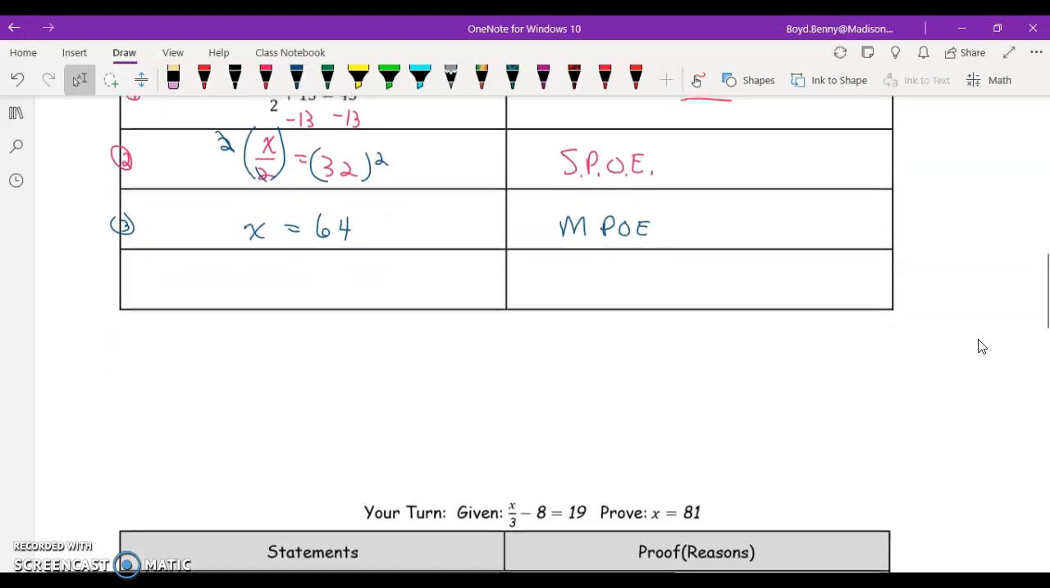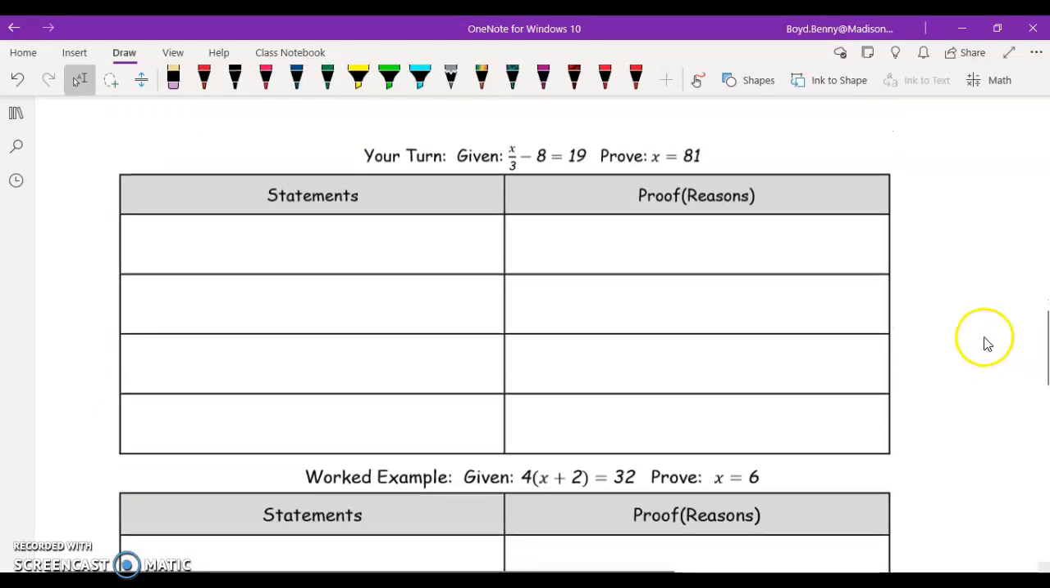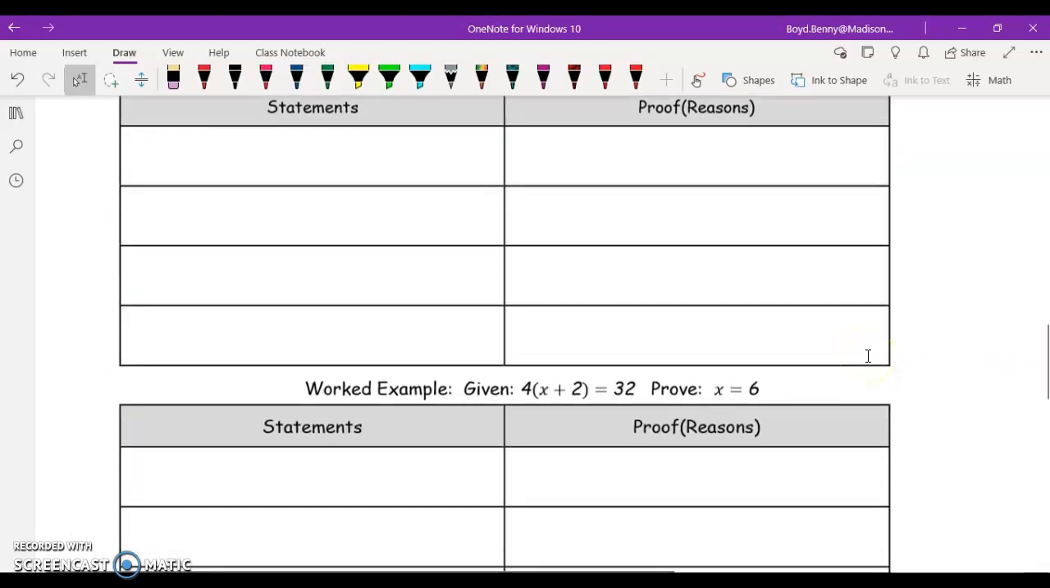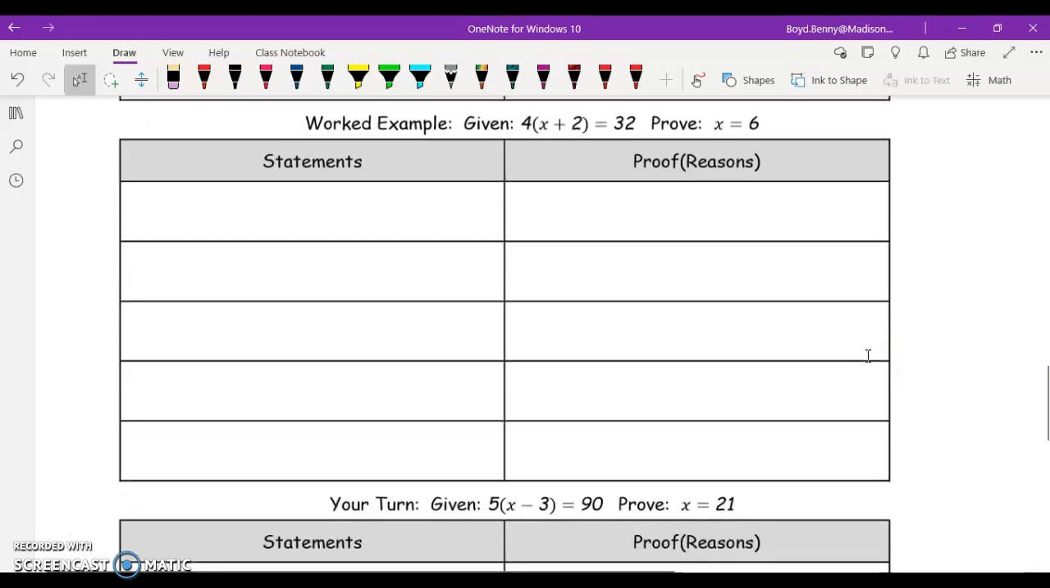All right? I'm going to skip that next "your turn." You're welcome to do that and check the notes later. I'm going to go ahead and jump to this next worked example, and as always, on the first line, I'm going to put my given statement. So 4 times (x plus 2) equals 32, and that's my given. That's what I was given right here in this problem.